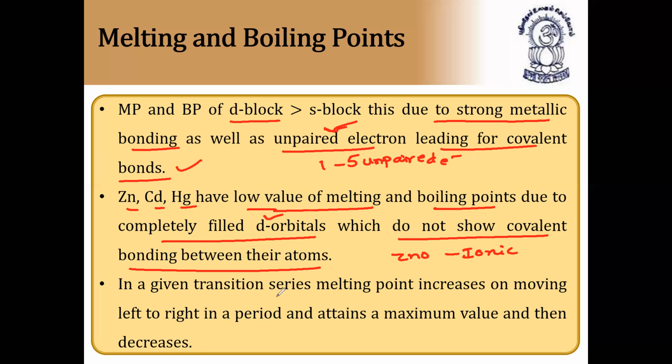And in a given transition series, the melting point increases on moving left to right in a period and attains a maximum value and then decreases. At the last, it decreases.